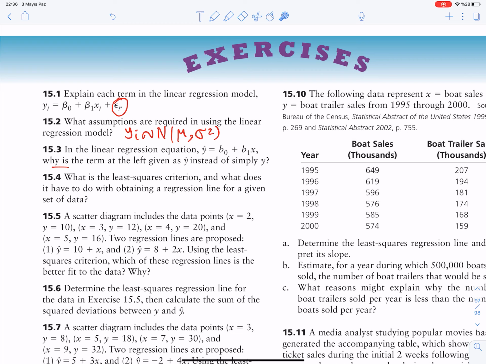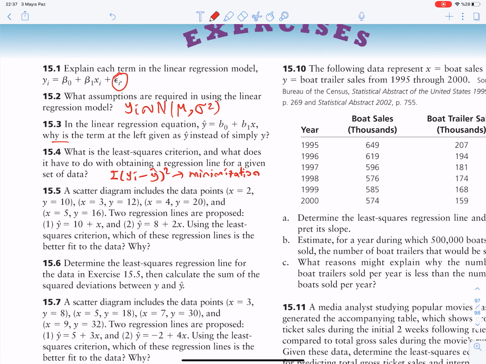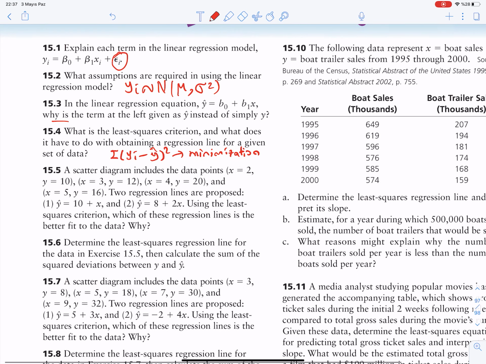Let's move on to the next question. What is the least square criterion and what does it have to do with obtaining a regression line for a given set of data? The least square criterion is minimizing the sum of yi minus y hat, squared. Minimize this, that's the least square criterion. If you minimize this, you have a best fit. This is why we use least square estimation.